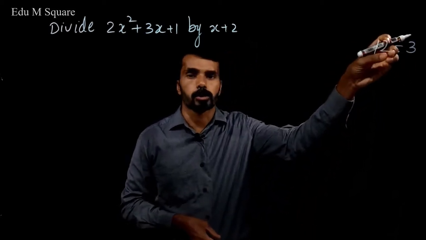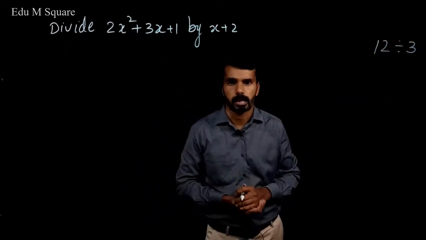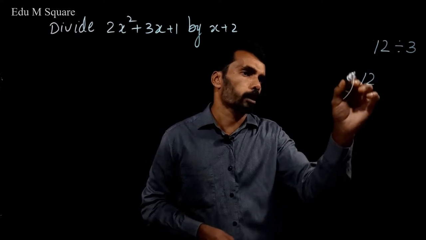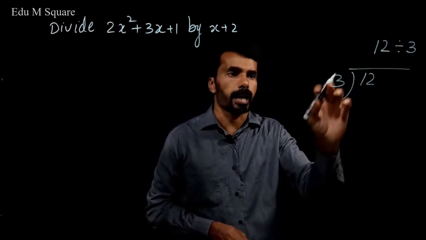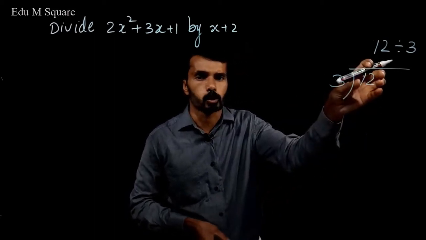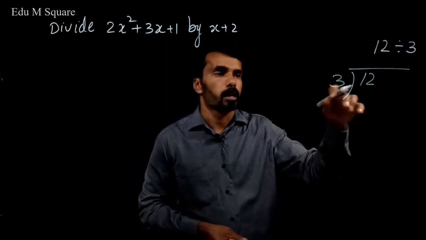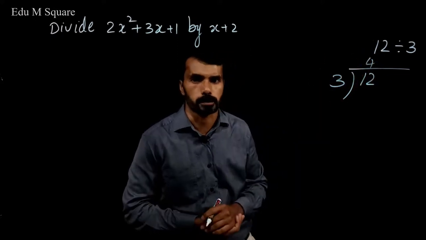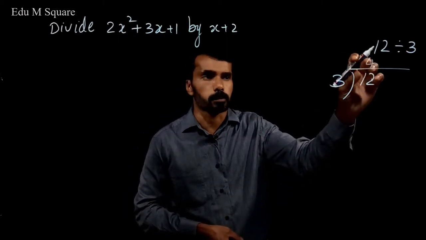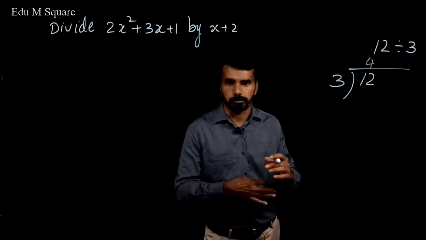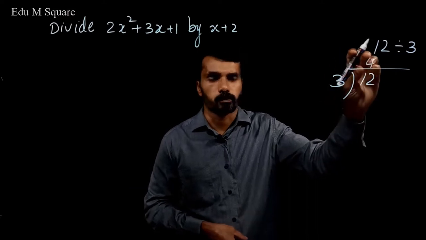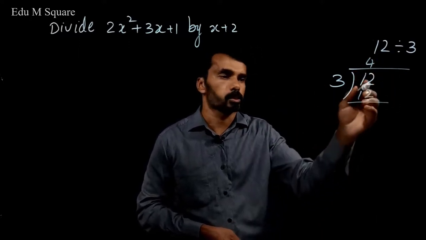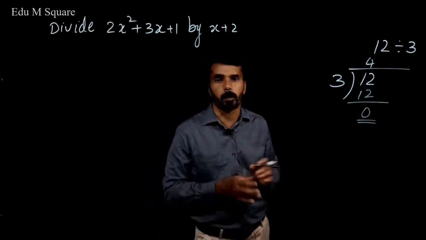So here we want to divide 12 by 3. This 12 is known as the dividend and the 3 is known as the divisor. We write the dividend here and the divisor here. Now we divide 12 by the divisor 3. In 12 there are 4 threes, so we write 4 here as the quotient. In the next step we multiply this 4 by the divisor. 4 into 3 is equal to 12. We write this 12 here, then subtract, so it is 0. Here we stop the division process.